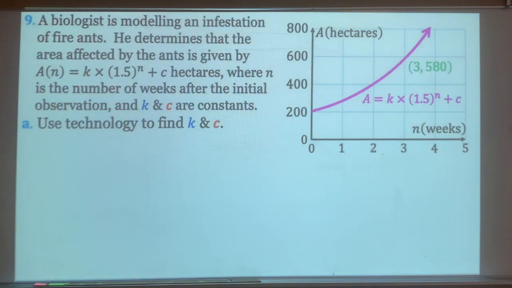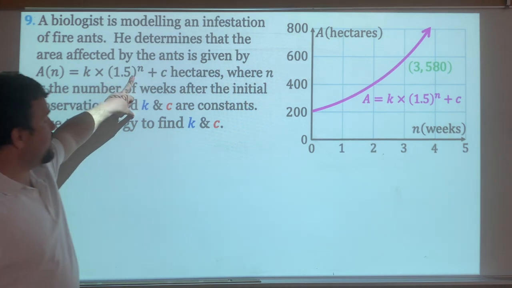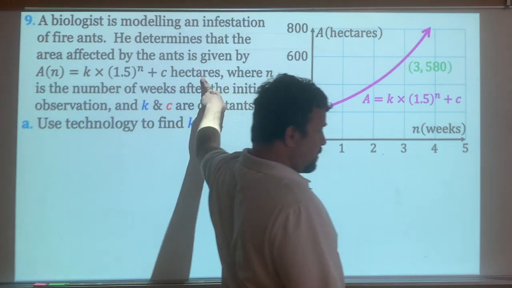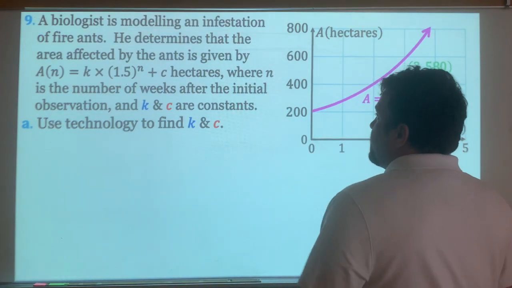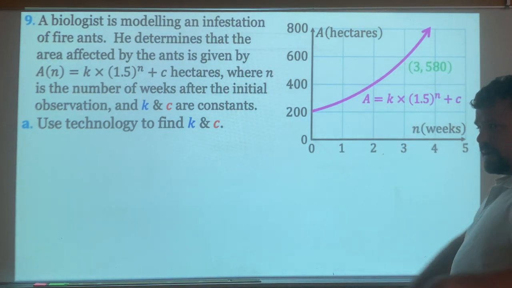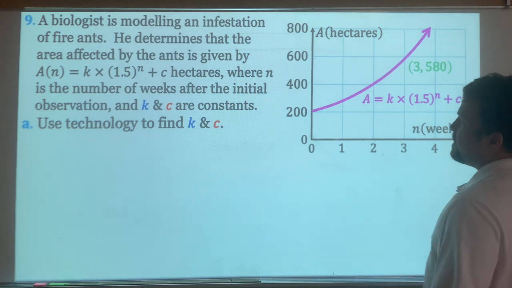Awesome. 9. A biologist is modeling an infestation of fire ants. Ooh, fire ants are nasty. He determines that the area affected by the ants is given by A of N equals K times 1.5 to the N plus C hectares, where N is the number of weeks after the initial observation. So first we had grasshoppers, now we have fire ants. K and C are constants.